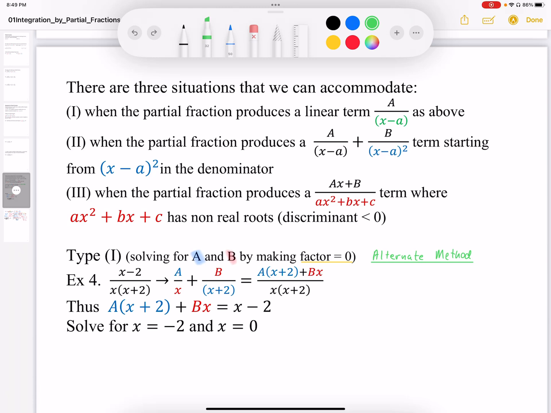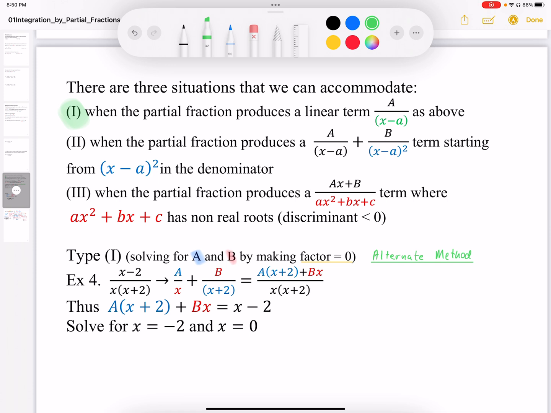There are going to be three different situations that we're going to be able to accommodate with partial fractions. So we're going to have type 1. This is the type we've been doing, and this is when we have linear factors. So we can set this up as A over x minus a, B over x minus b, etc. So when we have multiple linear factors, we can set up our partial fractions like we've been doing.